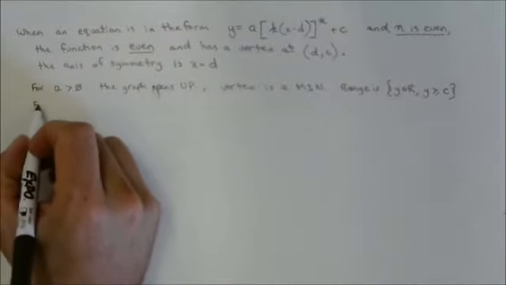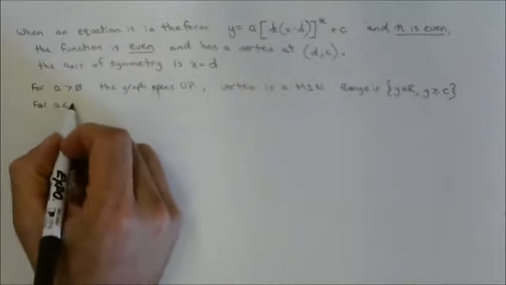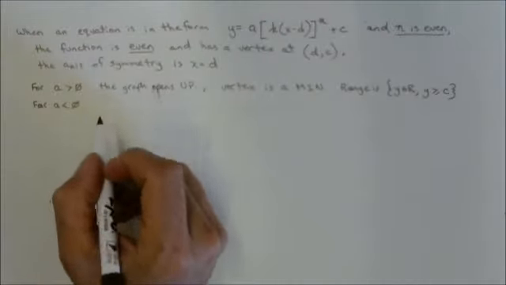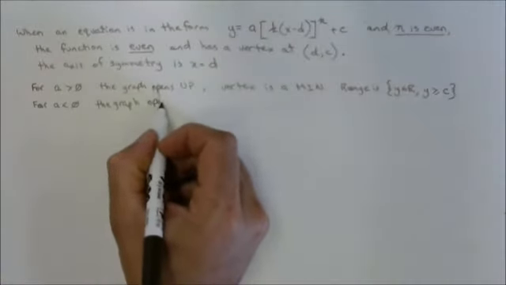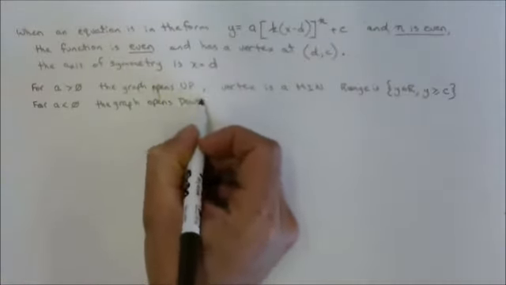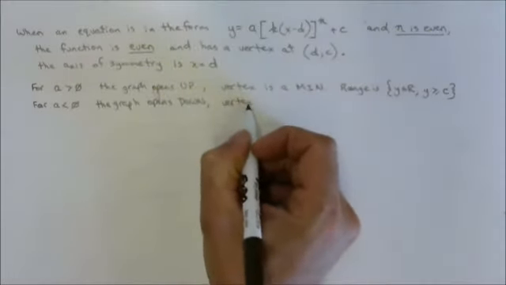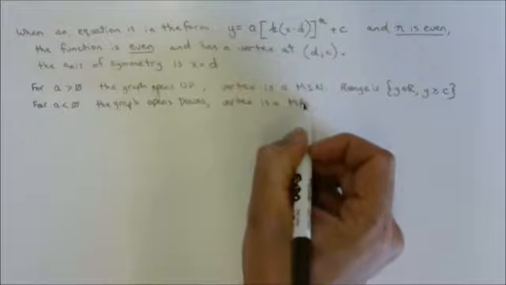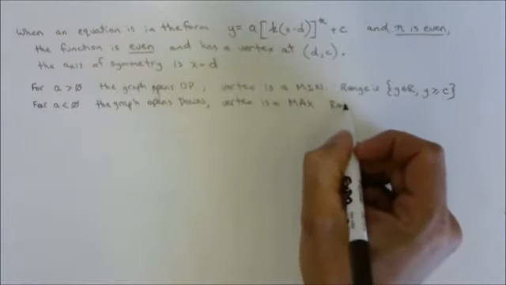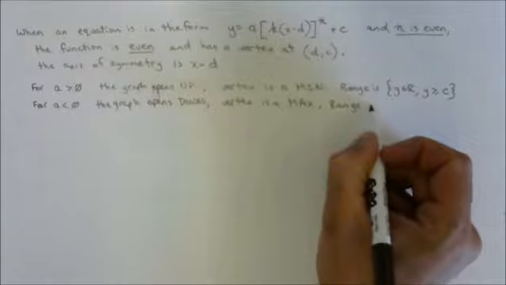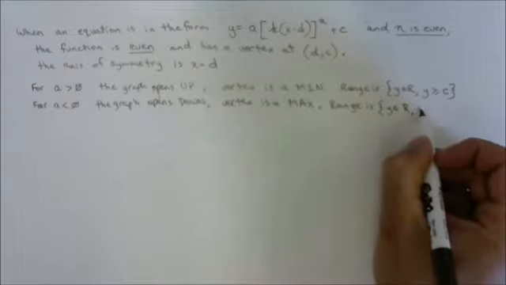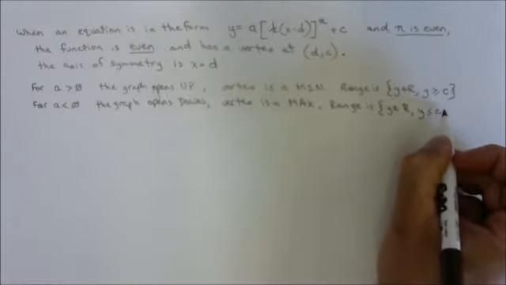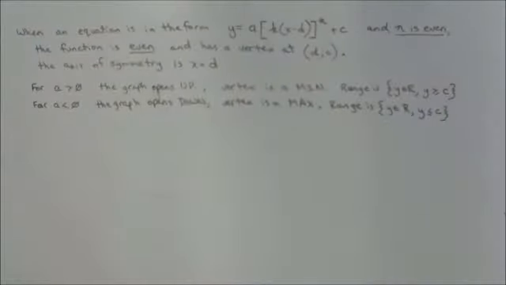Same note for a less than 0, for negative leading coefficient. If it's negative, the graph opens down. The vertex is a max. And range is y values belonging to the set of real numbers such that y is less than or equal to c. So a lot of information we can get from an equation in this form.